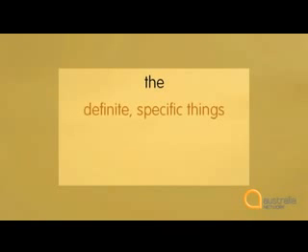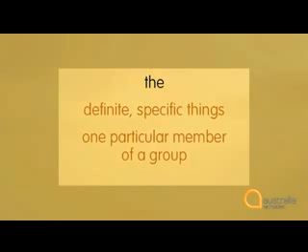So when do we use the definite article, the? Well, we use it when we're referring to definite, specific things. We also use the when we're talking about one particular member of a group. Luckily, there is only one form of the word the, and it can refer to both singular and plural nouns. We say the banana and the bananas.